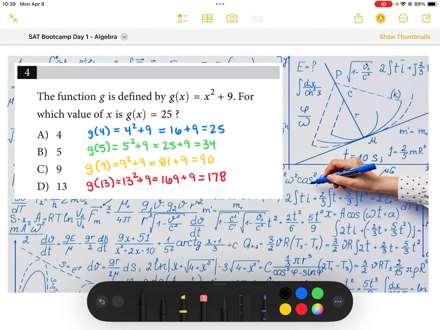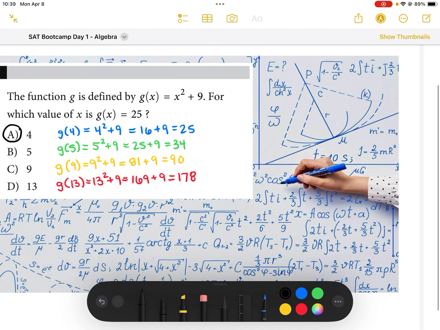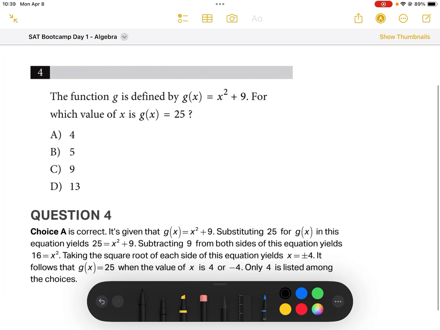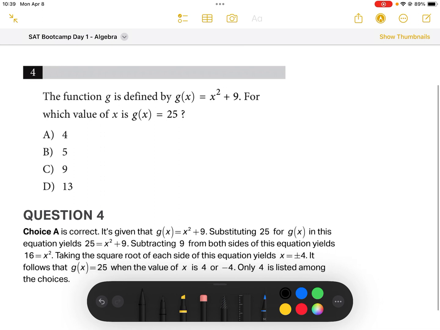So our solution here that matches 25 is going to be A. So A is our solution. So again, we substituted in those values to see which one gives us 25.